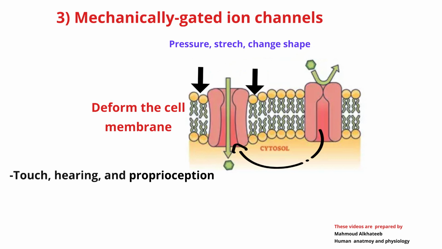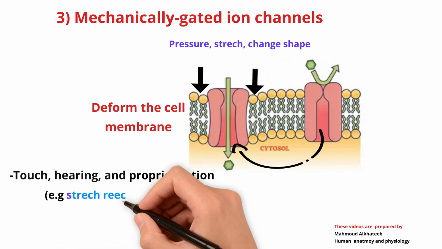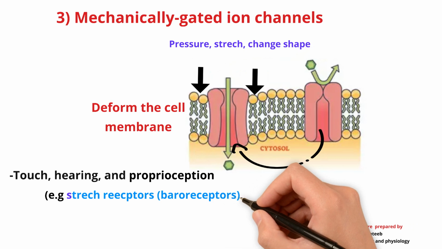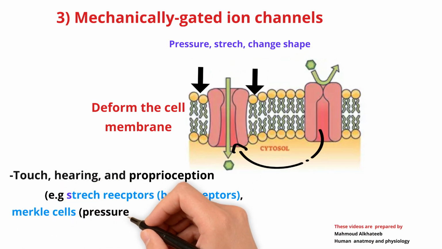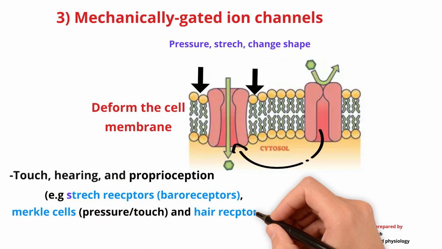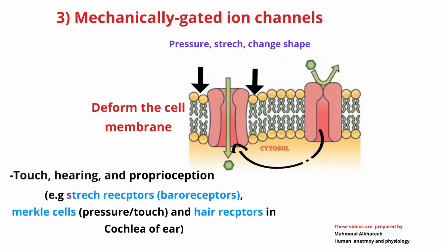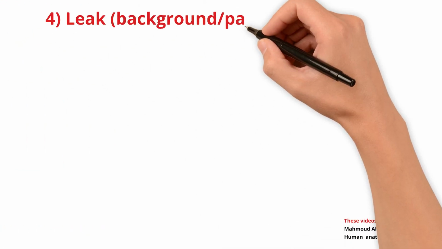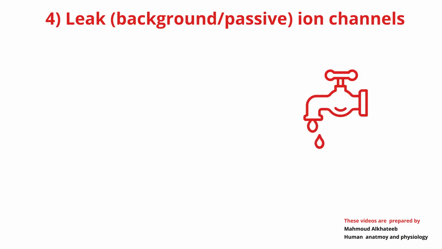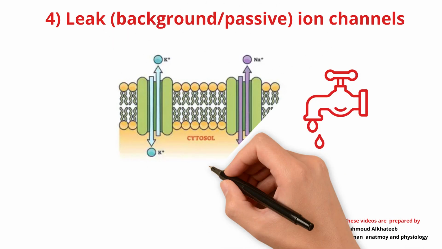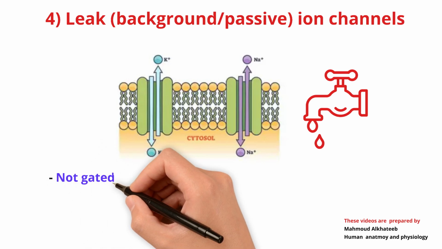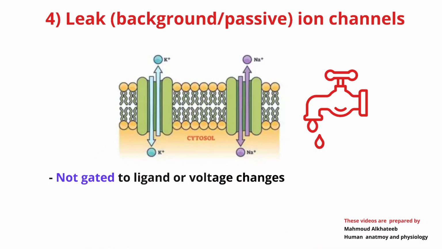Examples of some receptors that work by mechanically gated ion channels are baroreceptors, which detect changes in blood pressure, Merkel cells in the skin, which detect pressure and light touch, and hair receptors in the cochlea of the ear, which are crucial for hearing. Finally, we have the leak channels, also known as background or passive channels. These channels are unique because they are not gated by any external signal like voltage changes or ligand binding.